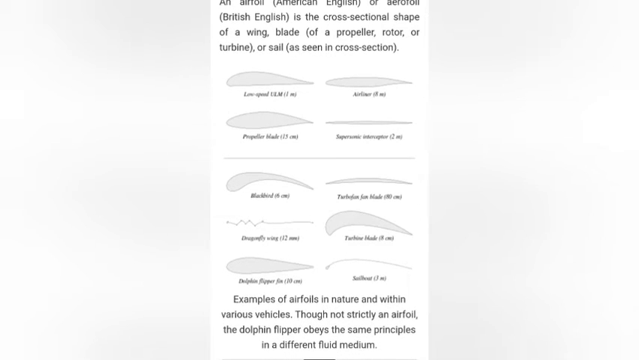Examples of airfoil in nature and within various vehicles. Though not strictly an airfoil, the dolphin flipper obeys the same principles in a different fluid medium. Low speed ULM airliner 8 meter, propeller blade 15 centimeter, supersonic interceptor 2 meter, Blackbird 6 centimeter, turbofan fan blade 80 centimeter, dragonfly wing 12 mm, turbine blade 8 cm, sailboat 3 meter, dolphin flipper fin 10 cm.